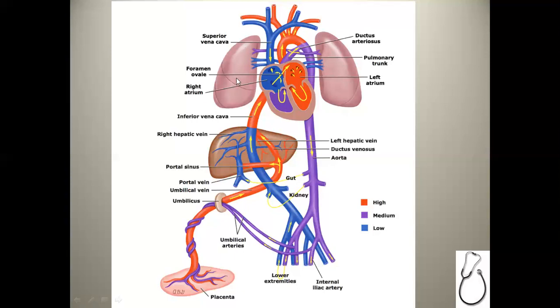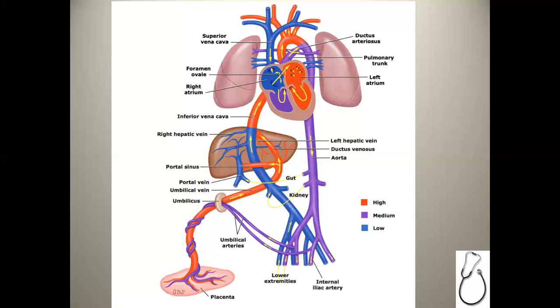Now, because of the much decreased pulmonary vascular resistance, all of the right ventricular output goes to the lung, and this results in the functional closure of the ductus arteriosus. It will change over several days to form the ligamentum arteriosum. Now the entire right ventricular output flows into the pulmonary circulation.